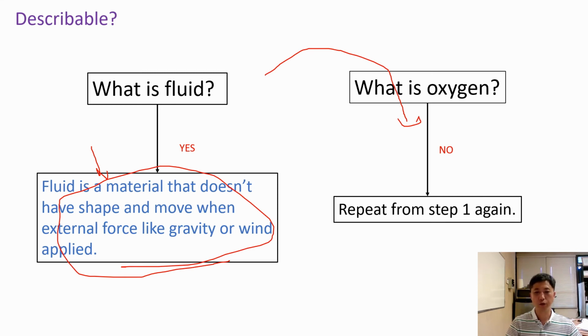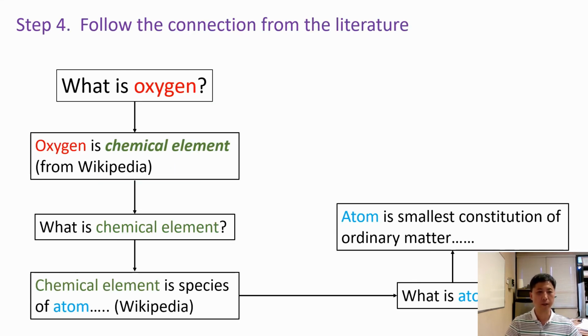And what you need to do is repeat from step 1 again, like this. You use a reference and you ask the question, what is oxygen? You find it out, and if you don't know what this chemical element is, ideally you need to break it down and separate it, dealing with each part. But I'm just trying to show you how to do it. I'm not going into those details.